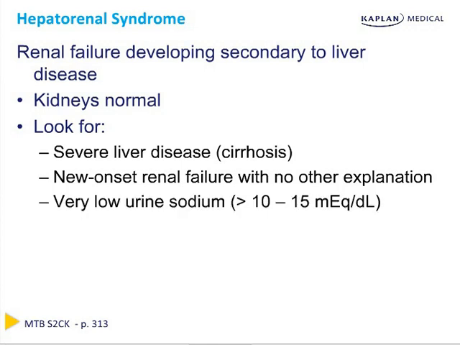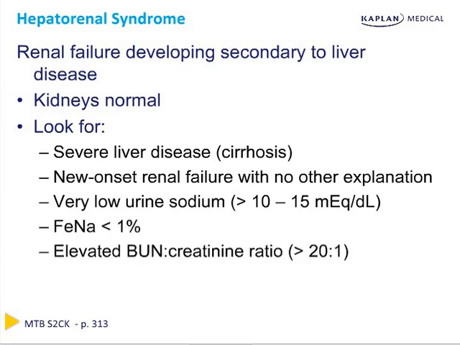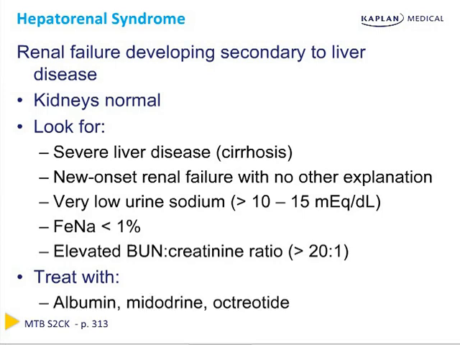For urine electrolytes, very low urine sodium, the same range that you would see in prerenal AKI, is seen in hepatorenal syndrome. Likewise, the FeNa is less than 1%, and the BUN to creatinine ratio is elevated, greater than 20:1. So all of the urine studies are consistent with a prerenal etiology. However, in the setting of liver dysfunction, you might suspect hepatorenal syndrome as the cause. So once you suspect hepatorenal syndrome, how do you treat it? The mainstays of treatment here are albumin, midodrine, and octreotide.